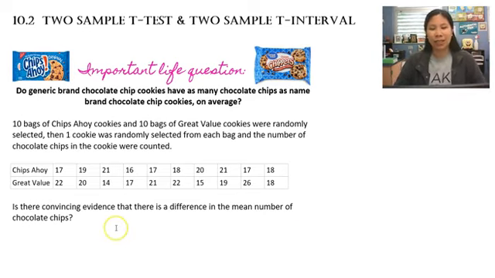Is there convincing evidence that there is a difference in the mean number of chocolate chips? Okay, so this is the question we're trying to answer. It's obviously a very important question, so here we go. Because this question is asking us for convincing evidence, obviously we need to do a hypothesis test. So specifically the two-sample t-test, because we have two samples. We were given a sample of chocolate chips with the Chips Ahoy, and then we were given a sample of chocolate chips coming from the Great Value cookies. So these are two different samples because I have two different groups of cookies here.